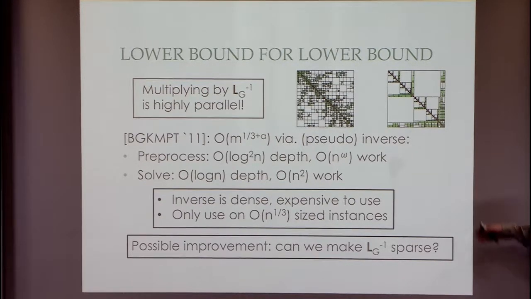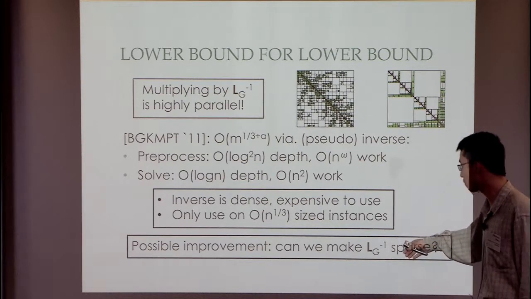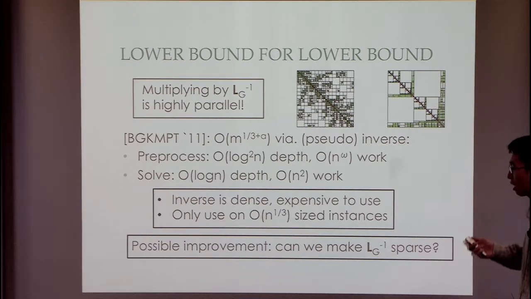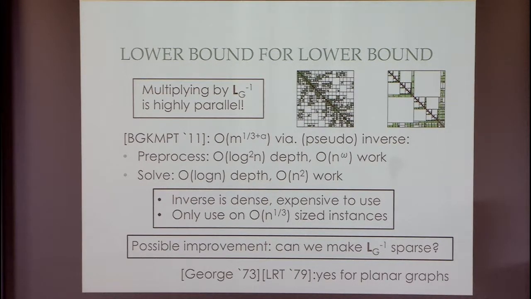So one way to improve over this kind of parallel solver is that if we're able to generate a sparse representation of the inverse of the graph Laplacian, then we will get a faster algorithm. So the question is, can we have a sparse approximation to the inverse of the graph Laplacian? And in some cases, the answer is yes.